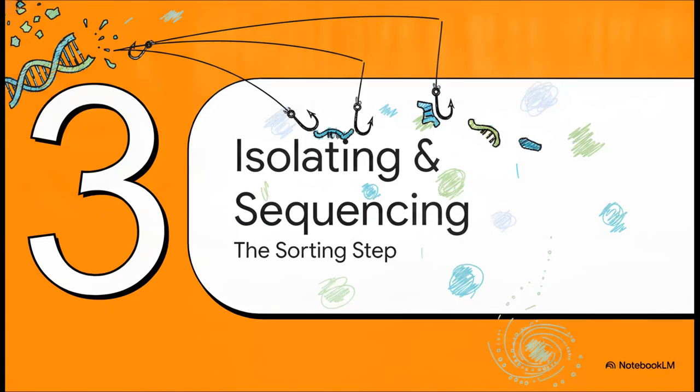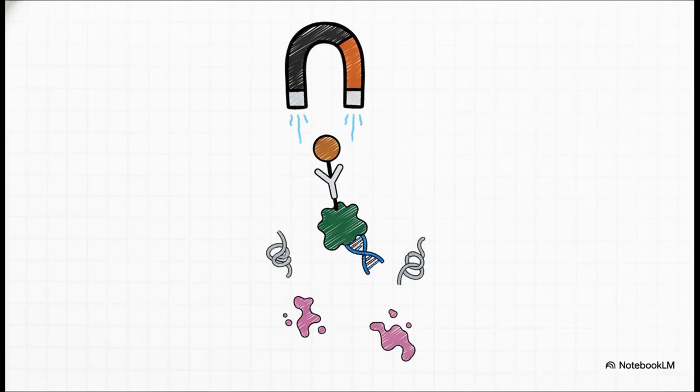Which brings us to Part 3, immunoprecipitation and sequencing. All right, so we've chopped up our genome into this cellular soup of fragments, and now we need to go fishing for our target. Immunoprecipitation sounds ridiculously complex, but it's really just an amazing microscopic rescue mission.